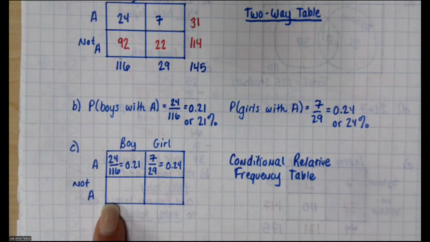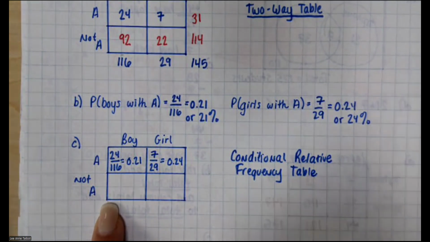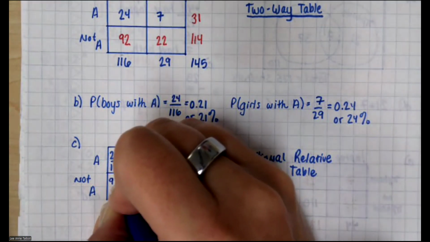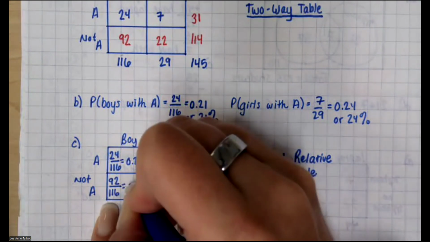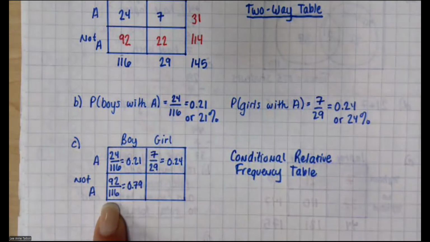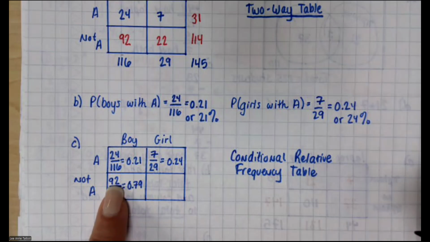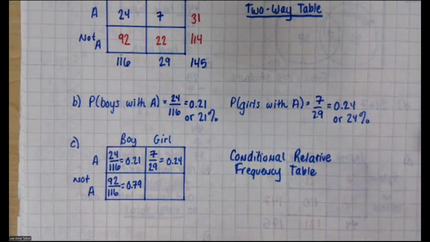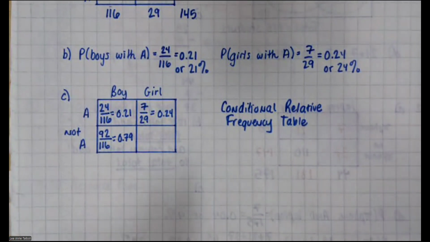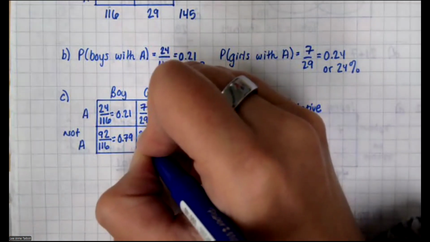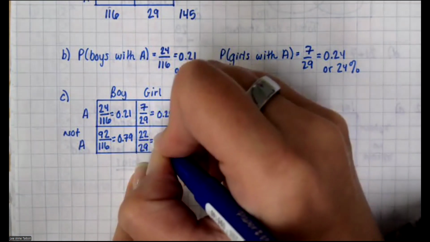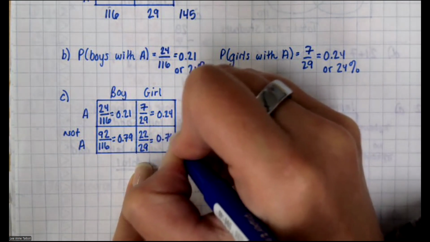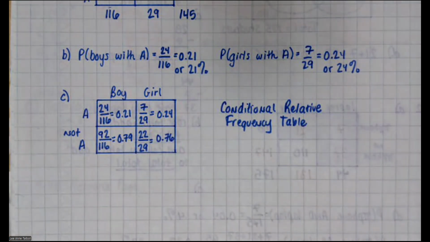Okay, now what do you think would be in this box? Yes. Okay, you're 100% correct. I'm going to write it like this. But what Landon is saying is, Mrs. Talbot, don't bother to do this math. Just do 1 minus 0.21. By the way, in AP Stats, that's called the complement. The complement means everything else. And this would be 22 over 29, which is 0.76. Okay. What does this allow us to do?